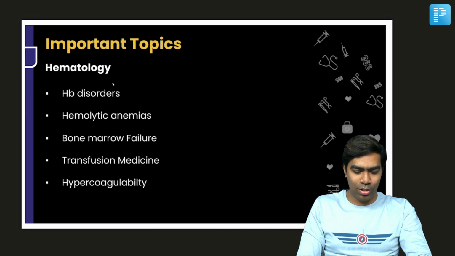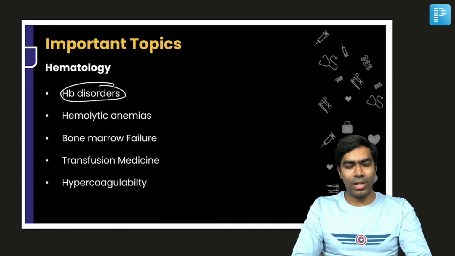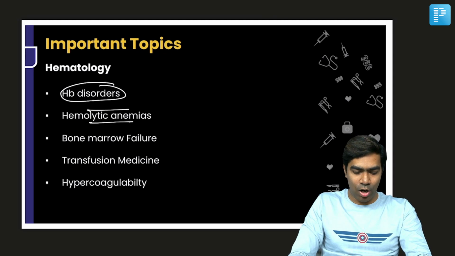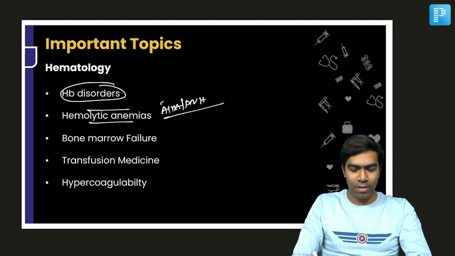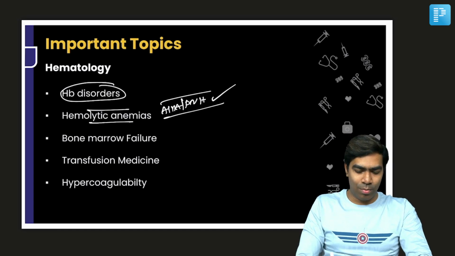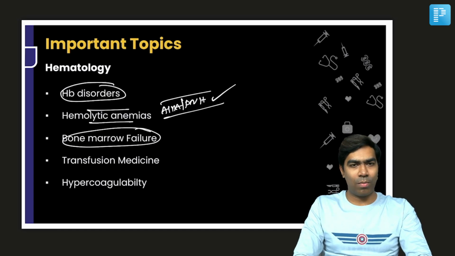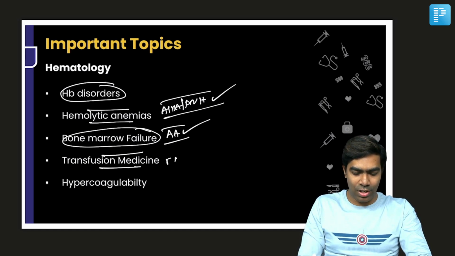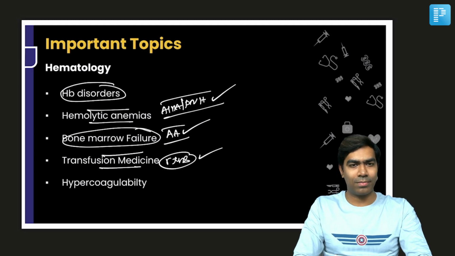The hemoglobin disorders are extremely important, including thalassemias, sickle cell disease, hereditary spherocytosis, pyruvate kinase deficiency, and so on. And your hemolytic anemias, especially autoimmune hemolytic anemias and paroxysmal nocturnal hemoglobinuria, are going to be very important for exams. Bone marrow failure is another very, very important topic, especially the treatment of aplastic anemia is something that they may ask. Transfusion medicine, especially the transfusion reactions, are a common target.